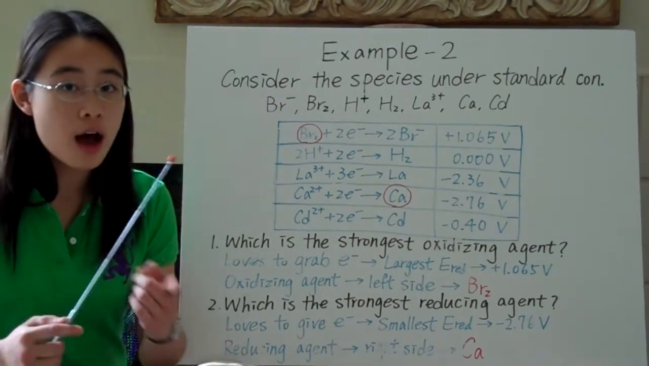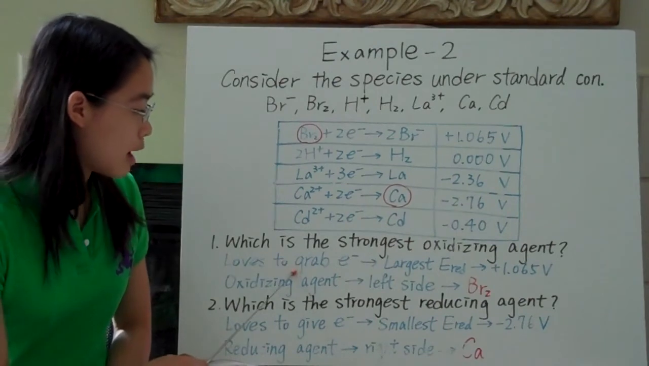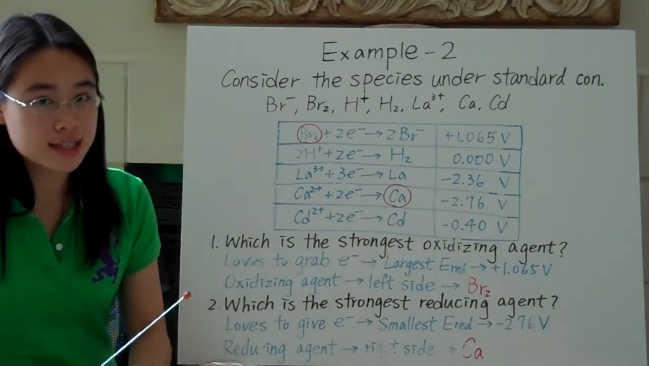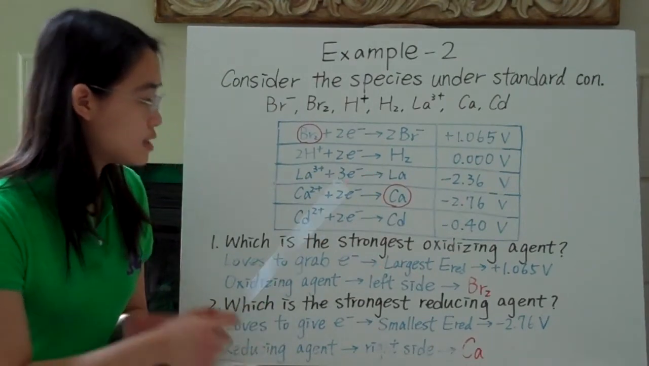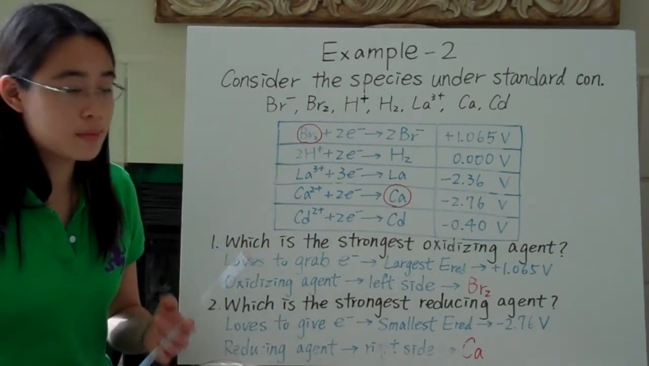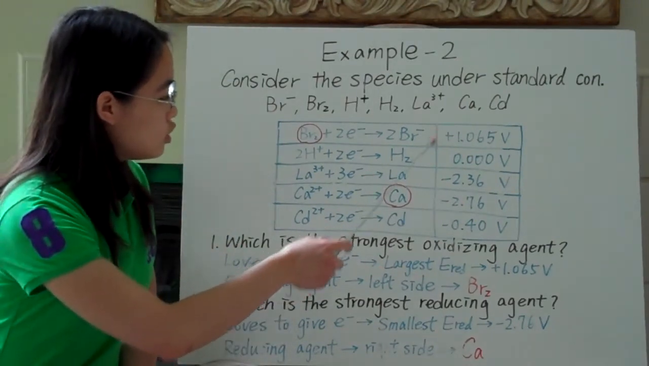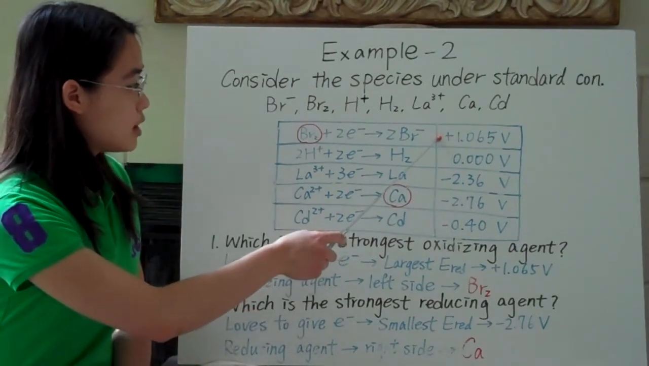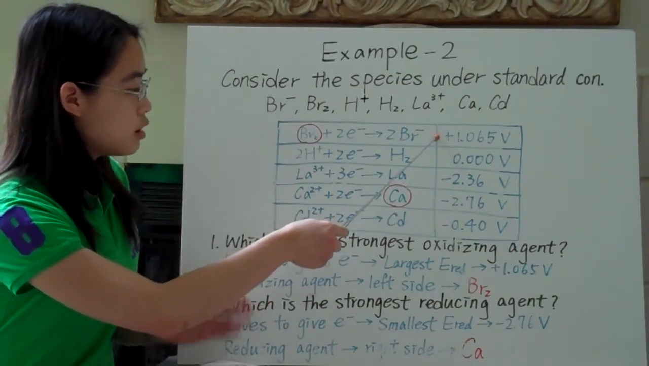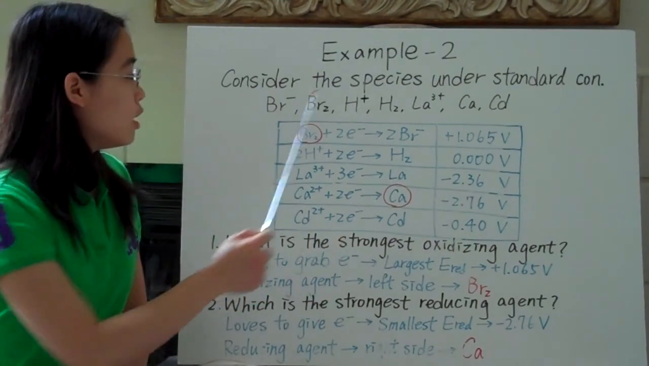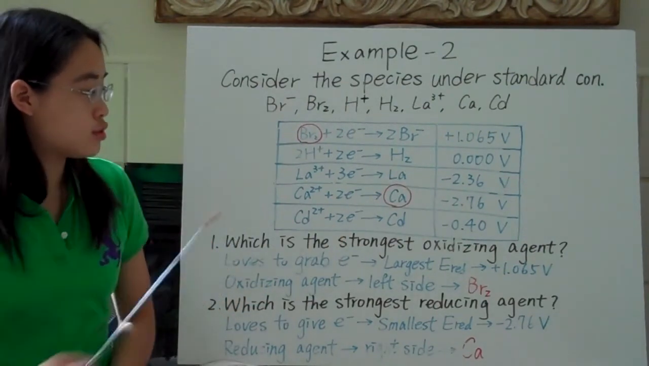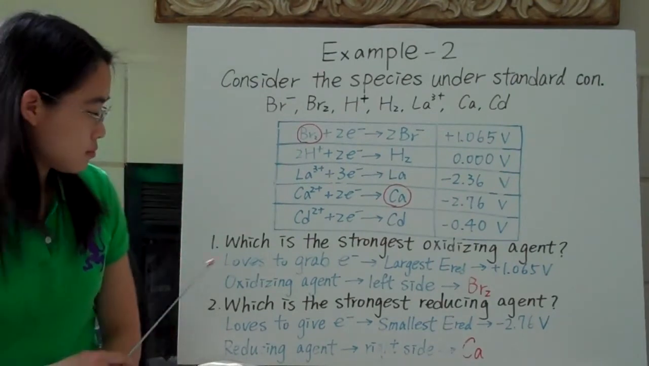Well, you have to know oxidizing agent loves to grab electrons because it oxidizes others. So it has the largest reduction potential. So we can see that the largest one is this one. And we also know that oxidizing agent is on the left side of the reaction. So bromine is the strongest oxidizing agent.